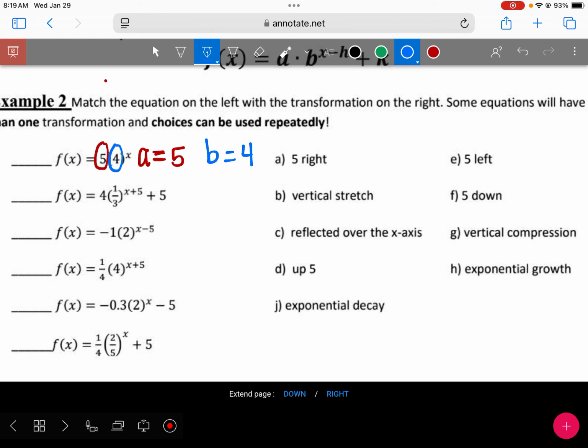Because A is 5, is that going to make it stretch or compress? What does it do when A is bigger than 1? Does it stretch it or does it compress it? Stretch it. So what option says stretch?